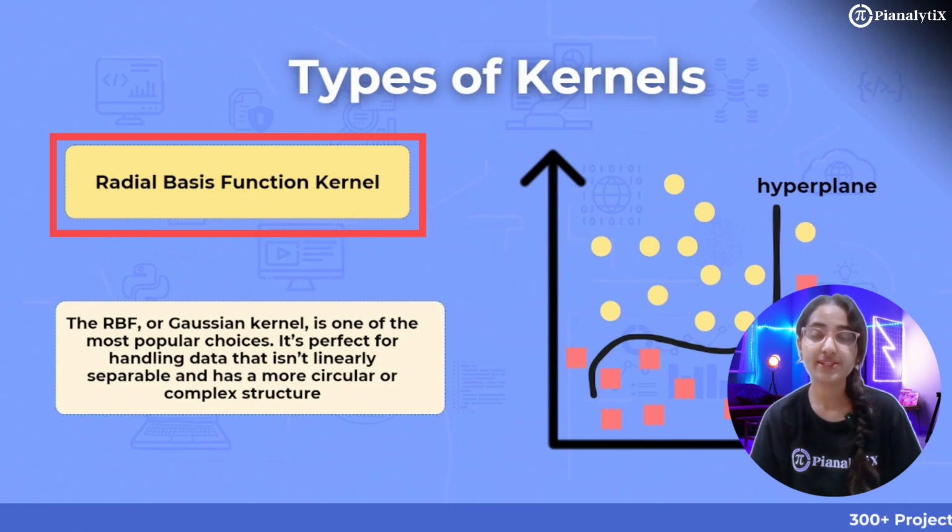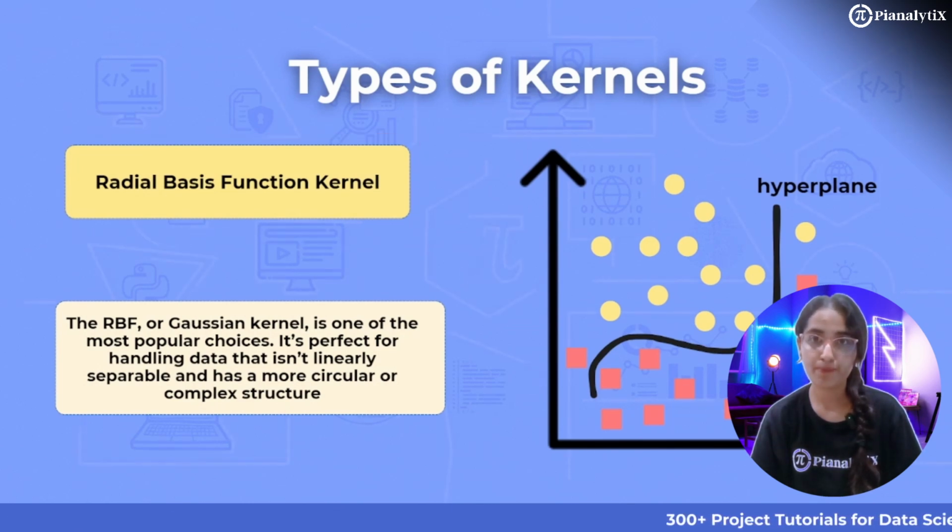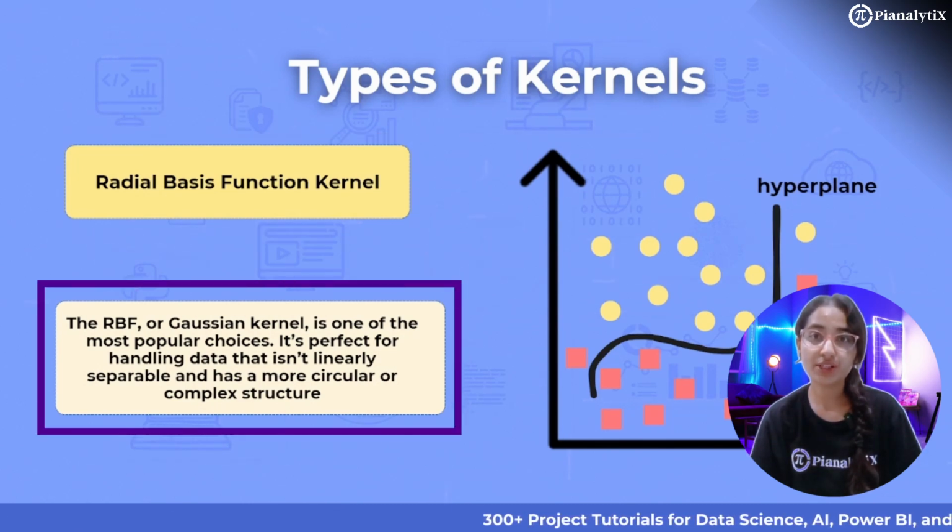Third, radial basis function, RBF kernel. The RBF or Gaussian kernel is one of the most popular choices.